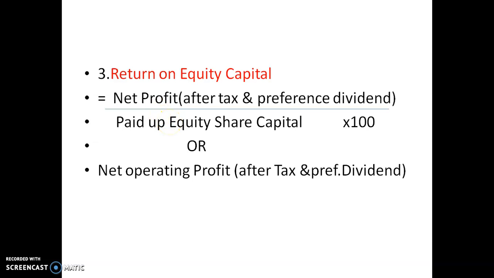alternatively this formula is also used, that is net profit after tax less preference dividend, or net operating profit after tax and preference dividend divided by number of equity shares. And for calculation of return on equity capital, two components are important. First is the net profit after tax and preference dividend, and second is the paid up equity share capital.